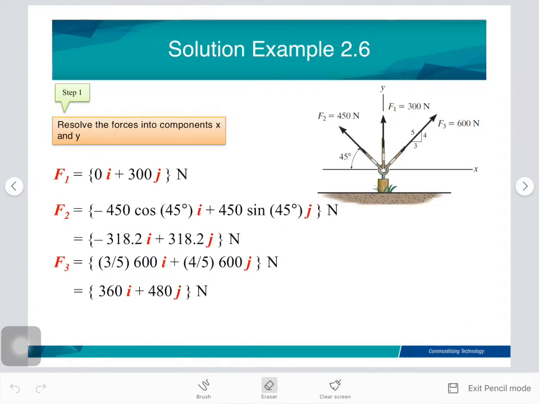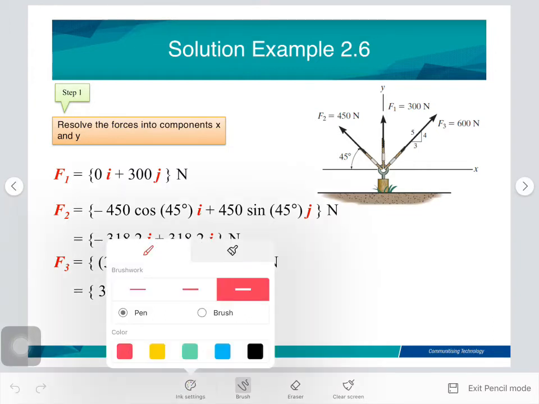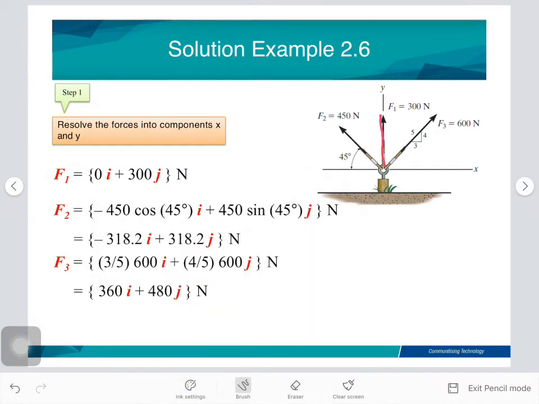Next, let's do the first step: resolve the force into component X and Y. Now refer to this F1. This F1 we need to resolve into the components. This is positive Y and this is positive X, so this is the negative X. Okay, so now F1 magnitude is 300 Newton.